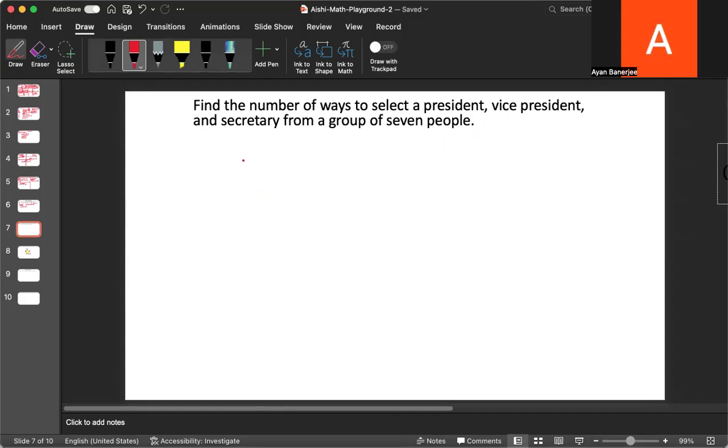So if we want to select the president first, we have 7 options for the president. And since one person is already president, and obviously we don't have a million copies of each person, we'd have 6 options for the vice president. And for the secretary, again, we would have 5 options. So now we would end up with 210 options in all.